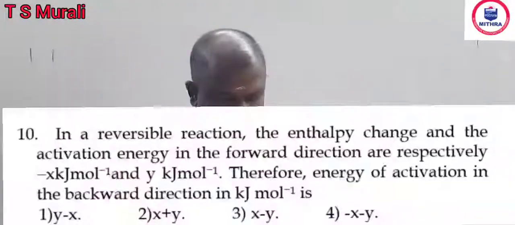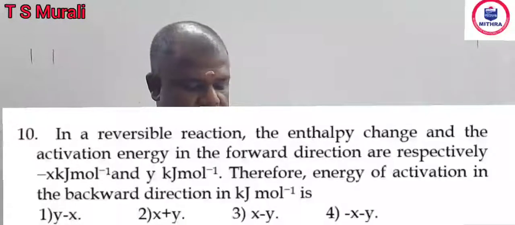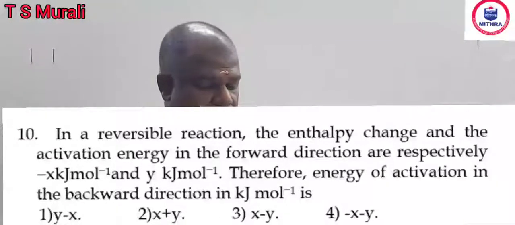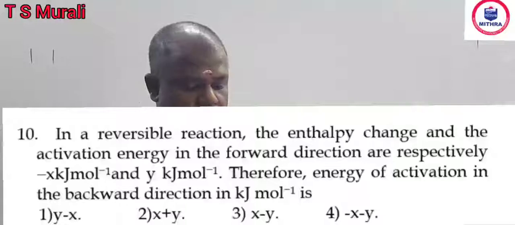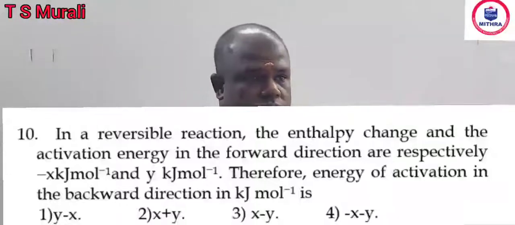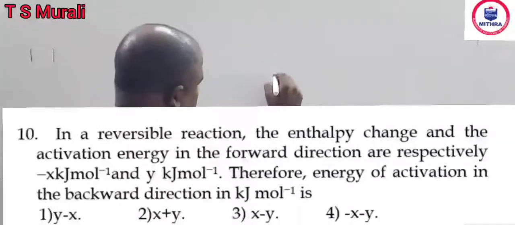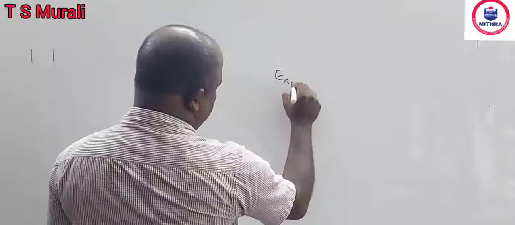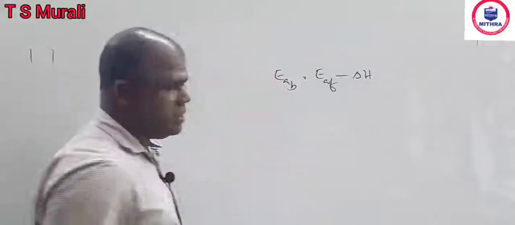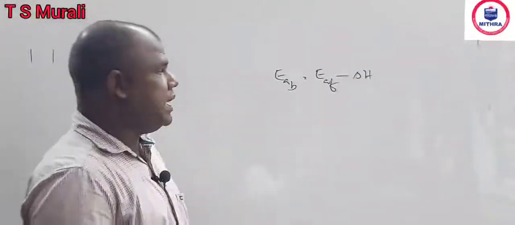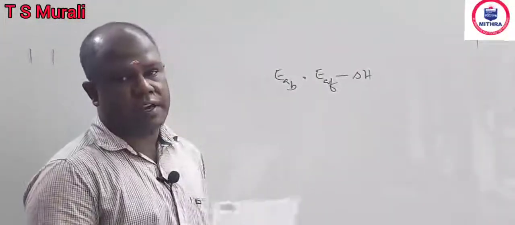Going to the next question. Question number 10. For an irreversible reaction, the enthalpy change and the activation energy for the forward reaction are given respectively as minus X and Y kilojoule per mole. Activation energy for the backward reaction: I am giving a formula. EA backward is equal to EA forward minus delta H. Remember this formula. EA backward is equal to EA forward minus delta H.